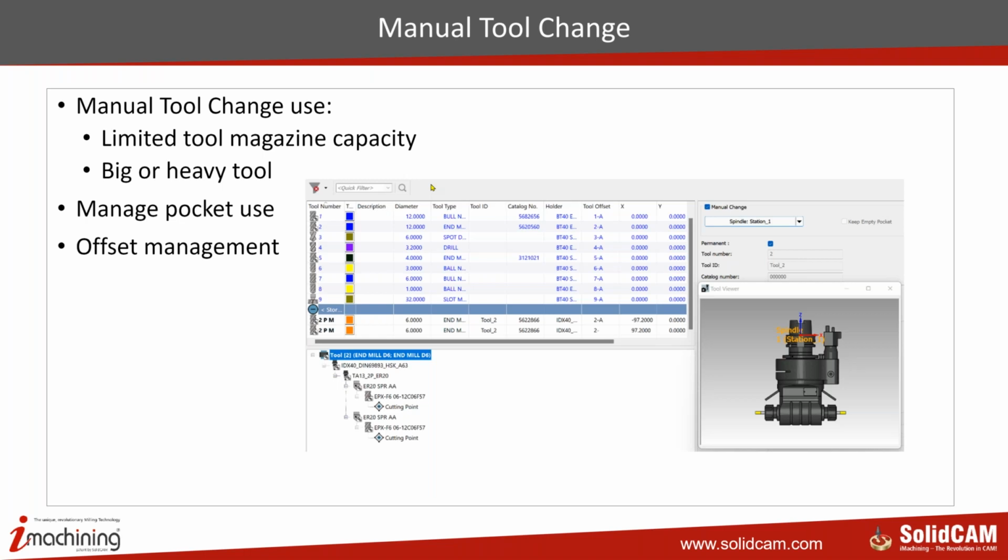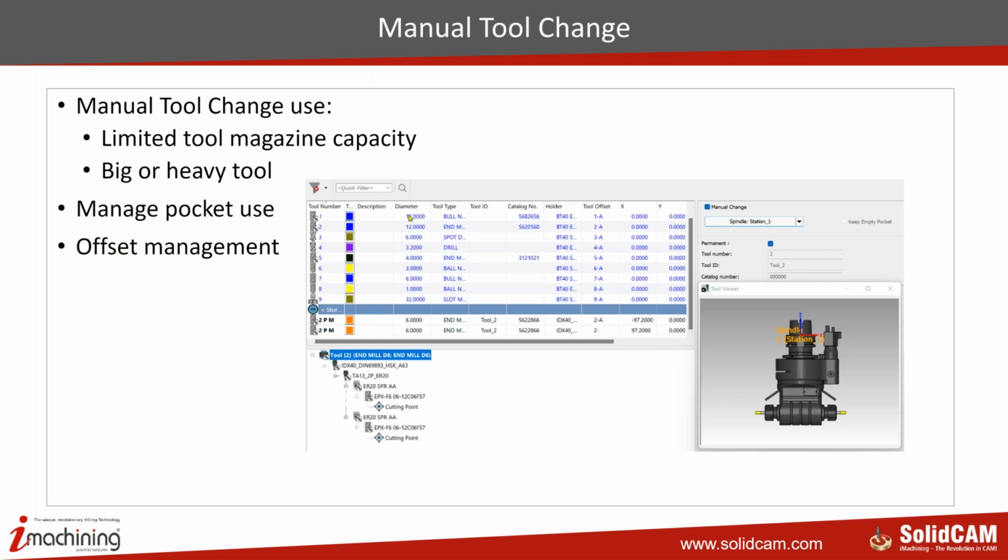Of course, I am not talking about the case where you have angular heads and stuff like this, but that can be adjusted manually. Okay, so to manage this manual tool change feature, we have a parameter for pockets. It's a checkbox here, keep empty pocket, and of course, I will talk about the offset management.